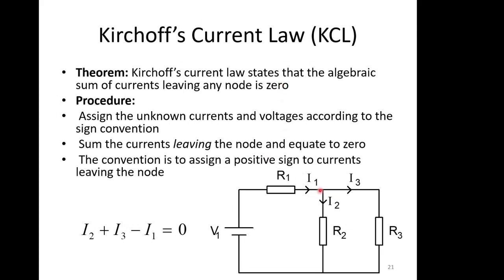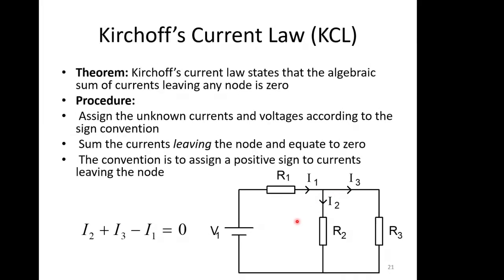So here's a node in the circuit. We've got currents, and you can start to see it's obvious because you can't have lots of currents going into a node with nothing coming out, because the node will fill up with electrons, and that's probably not a good thing. So we assign unknown currents and voltages according to sign conventions, or whatever convention you want. In this case, we've defined I1 as going in, and I2 and I3 as coming out. So we can say that I2 plus I3 must equal I1. What goes in must come out.